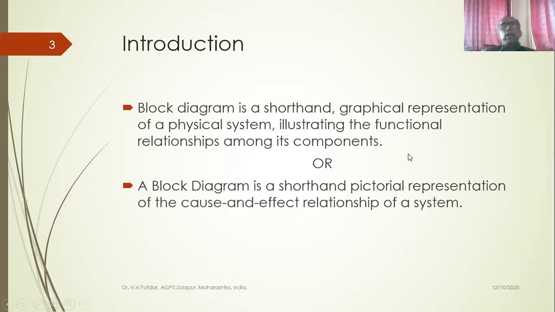A block diagram is a shorthand graphical representation of a physical system. Please be attentive. Block diagram is a shorthand, meaning a short and graphical representation of a physical system illustrating the functional relationship among its components. Or a block diagram is a shorthand pictorial representation of the cause and effect relationship of a system.